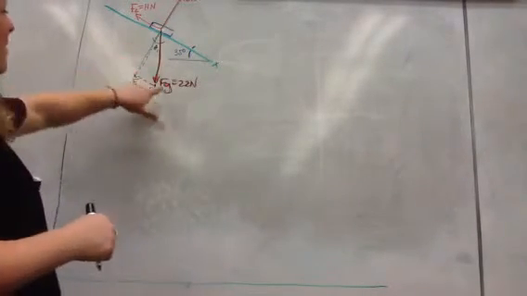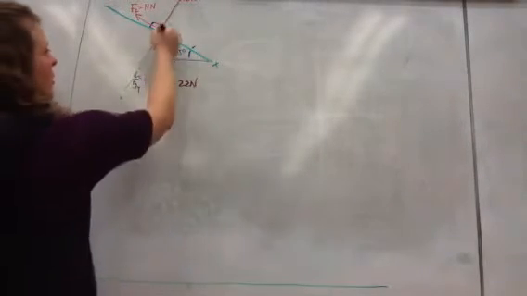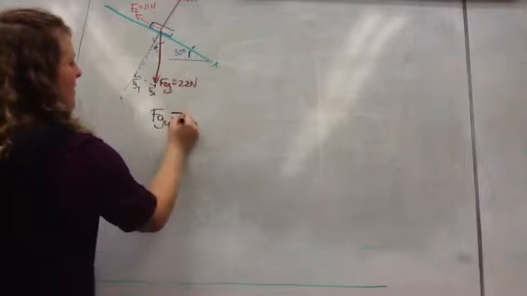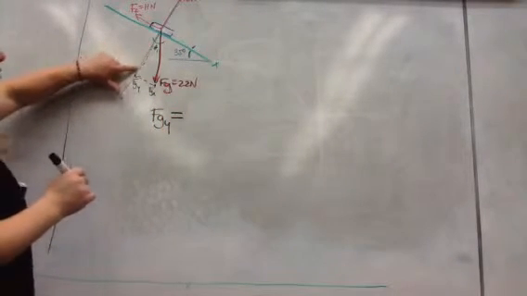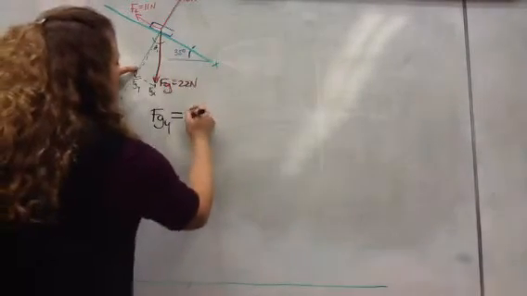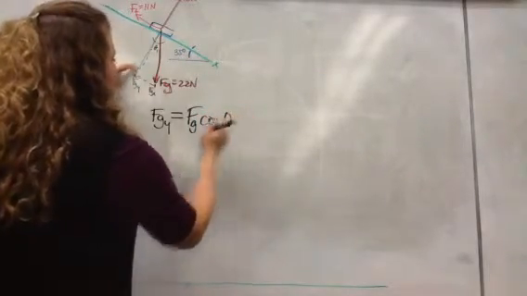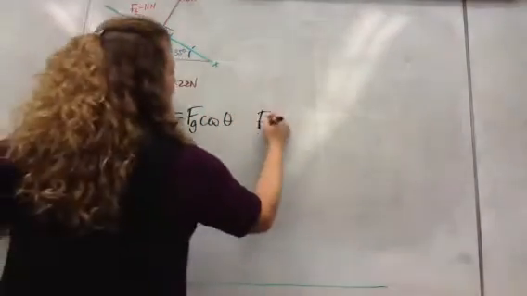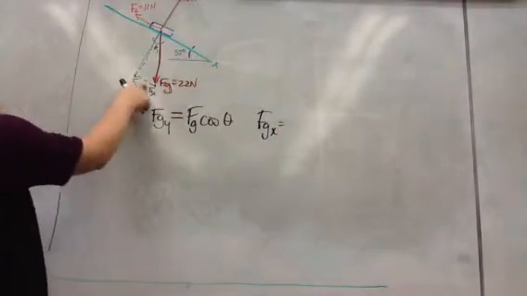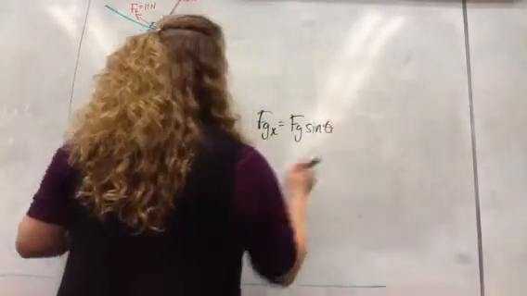All right, so now we want to break up our force of gravity into the x and y components. Well, F of g y is going to equal what? Cosine of theta. F of g times cosine of theta. And F of gx is going to equal what? Sine. So F of g times sine theta.